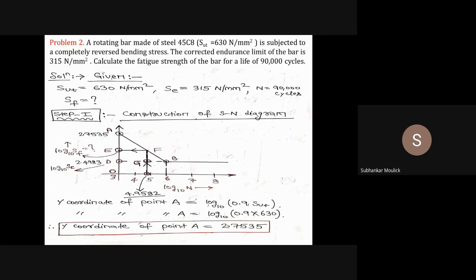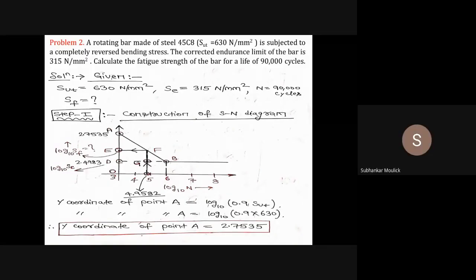Now, by reading this question, one thing which comes to my mind is that it is written in the problem to calculate the fatigue strength of the bar for a life of 90,000 cycles. That means this problem belongs to a finite life fatigue problem since the life is given. So if a life is given to you, which graph do I have to use to solve the problem? I have to use the S-N diagram.